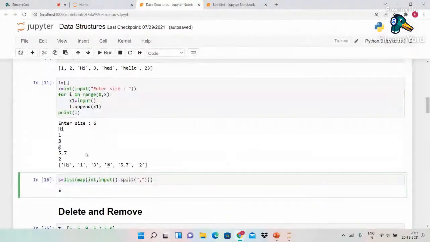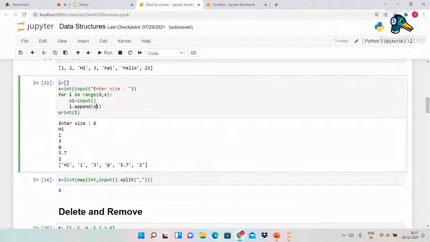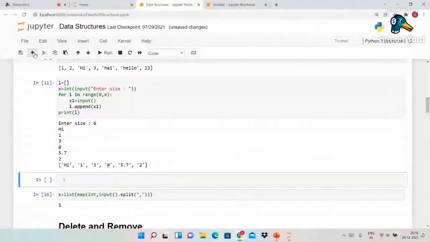And now if you want to change something, here 1 is taken as a string, right? So now I want L of 1. L of 1 here means the index 1, is equal to, I want it in the integer form.